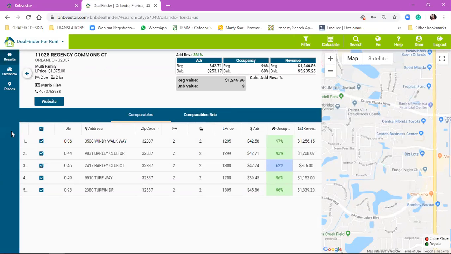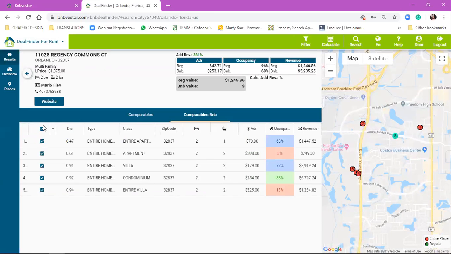Now I'm going into my comparables for B&B listings, and I'm going to click calculate again. And I have my $5,235. You can see that they have the same description as well. Some may go down. Let's take this one out and let's see if it changes a little. Okay, so you can see that the B&B value changed from 5,000 to 3,000 just because we took this one out. But you can see that our additional revenue maintains in 165.